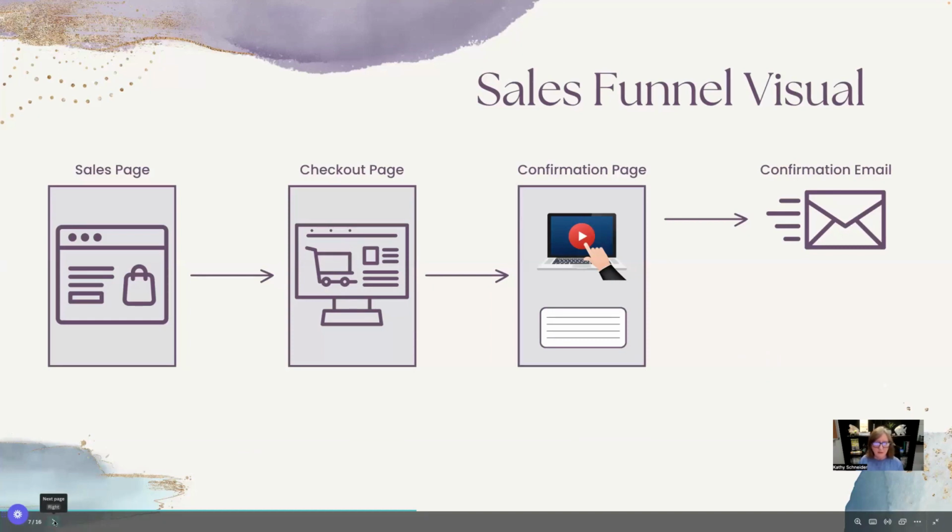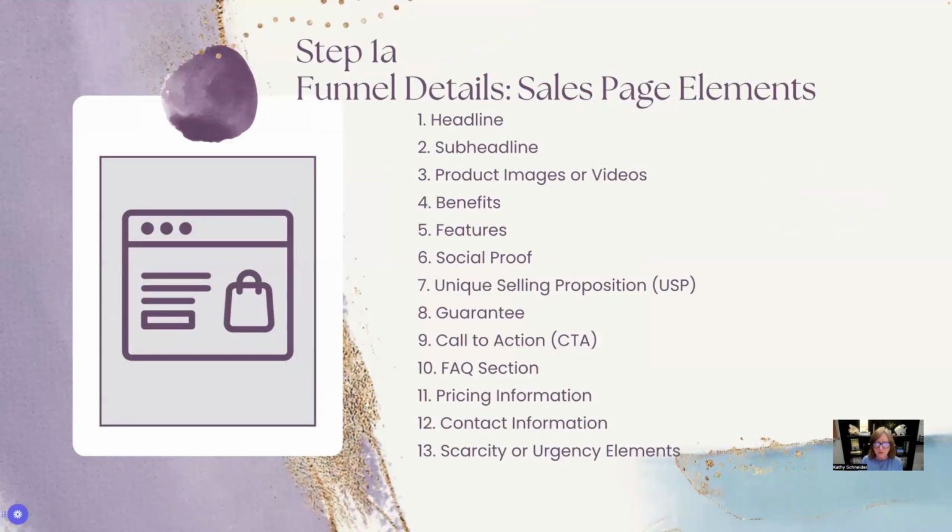So let's dig in now a little bit deeper. We're still on step 1, and we're going to look at 1A, the funnel details. This is the sales page elements. All right. And again, I'm not going to go into all of the details about this, because headlines could literally be a training by itself. Subheadlines could be by itself. Creating your product images or your videos, that's a complete training by itself. There are so many pieces to it. But this is basically the pieces that your sales page needs on it.